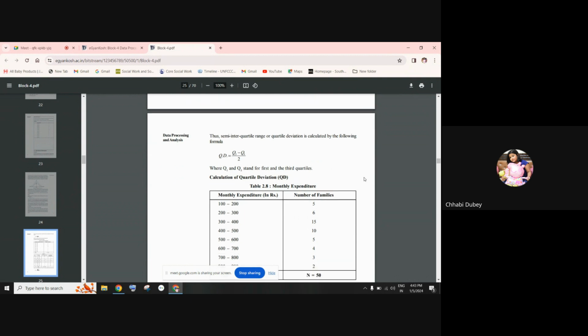So this semi-interquartile range or the quartile deviation can be found out from the given formula here. And we know that the interquartile range is basically the difference between the first and the third quartile. So we get the quartile deviation through the above formula.